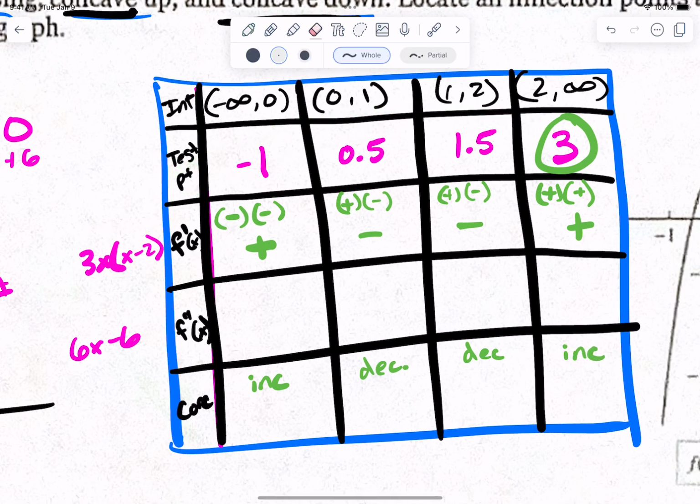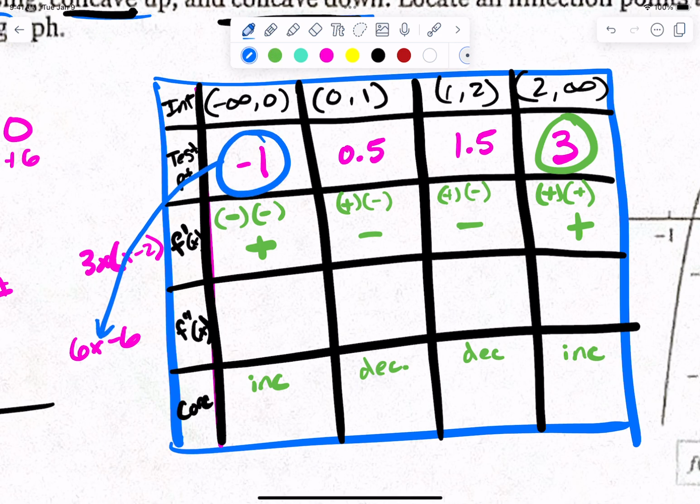Okay. Now let's do the second derivative. I'm still going to plug in -1, but I'm going to plug it into the second derivative. So -1 times -1 times 6 is -6, minus 6 is a negative number. So he is concave down. Okay?